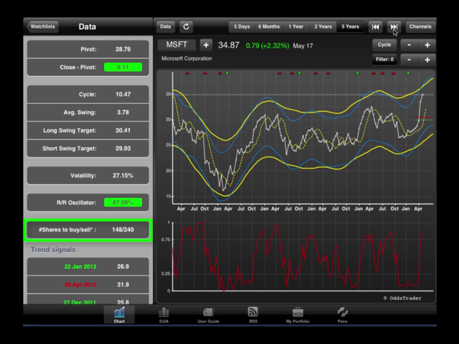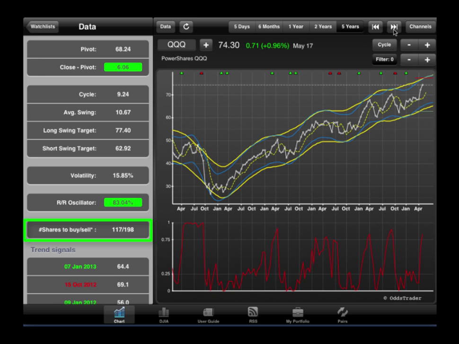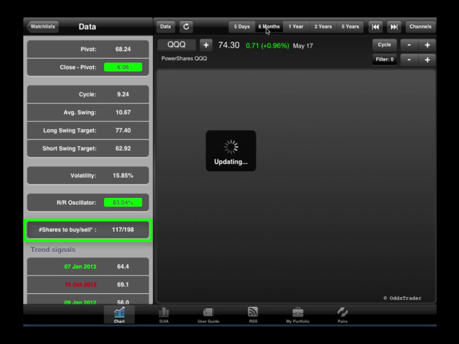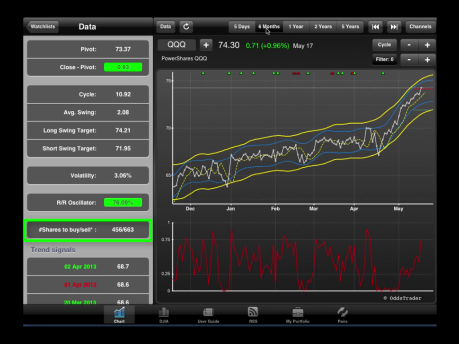Position sizing, along with money management, is one of the most overlooked but crucial ingredients for trading success. The app calculates the default position sizing based on a hypothetical $100,000 portfolio, risking 1%. If you would like to increase your risk exposure to 2%, double the number of shares to buy or sell. Just remember that this will increase the volatility of your equity curve as well.